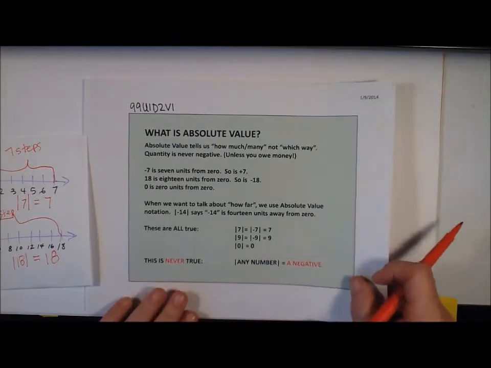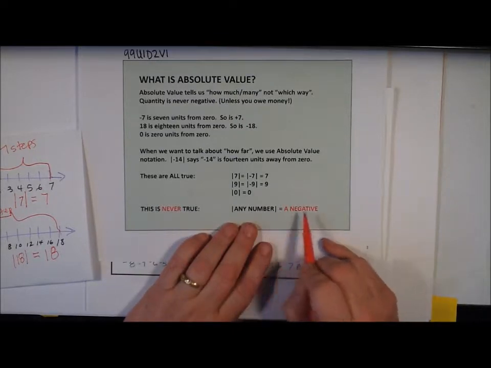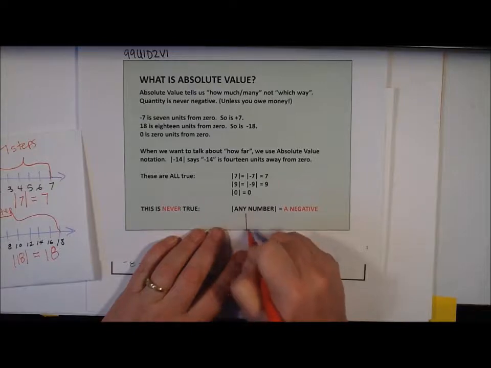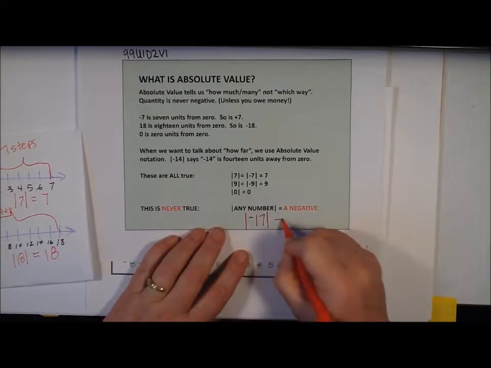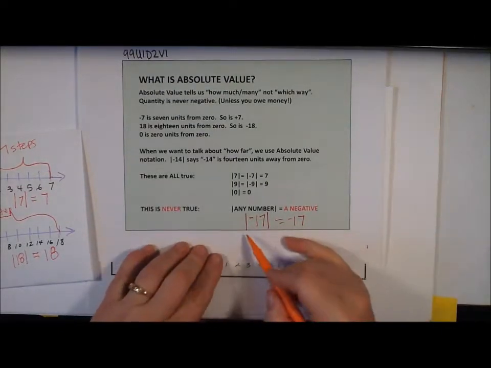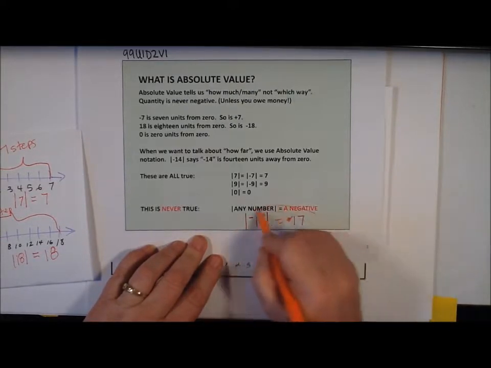One thing that I really want you to remember, this is never true: any number equals the absolute value of any number is a negative. So if I have this, the absolute value of -17 is -17, I have made a terrible, terrible mistake, and I'm wrong. It's always positive.